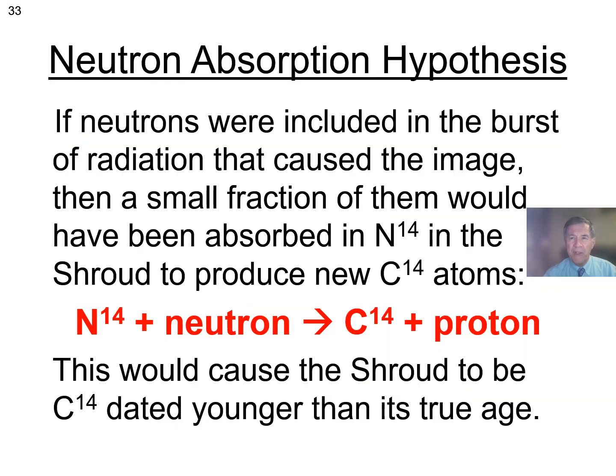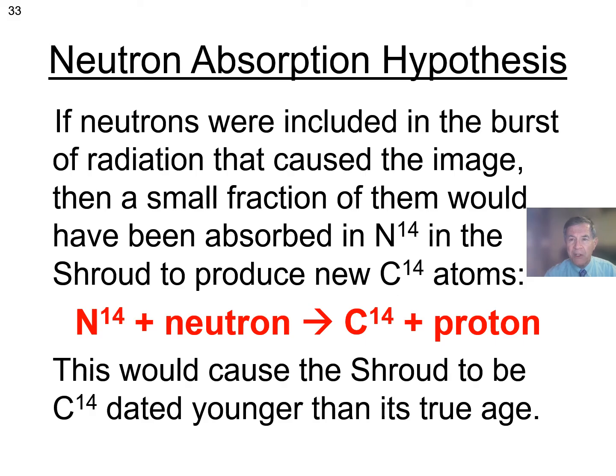This is part of the basis for the neutron absorption hypothesis. This hypothesis says that if neutrons were included in the burst of radiation that caused the image, then a small fraction of them would have been absorbed in nitrogen-14 in the shroud to produce new carbon-14 atoms in the fibers. An atom of nitrogen-14, when it absorbs a neutron, would kick out a proton and thus change to a carbon-14 atom. These new carbon-14 atoms would cause the shroud to be carbon dated younger than its true age.